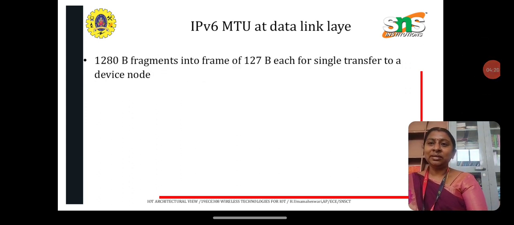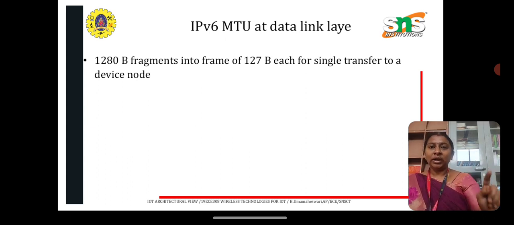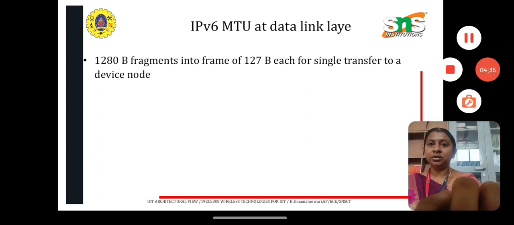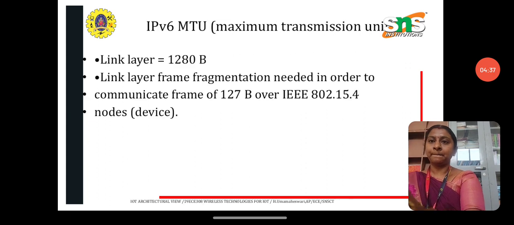Then here it is Internet Protocol version 6 MTU at the data link layer. Here 1280 bytes are fragmented into frames of 127 bytes of data, used for a single transfer to the device node.